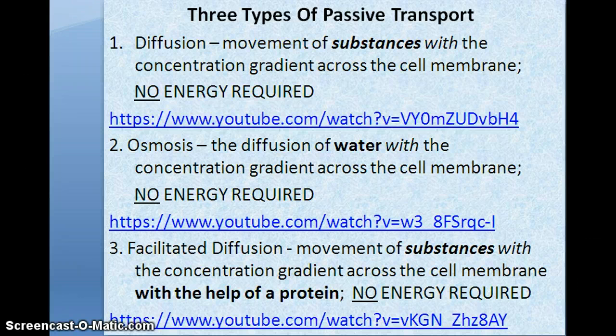Facilitated diffusion, this is when we did the dialysis tubing. It's movement of substances with the concentration gradient. Again, no energy is required, but they're so big that they need the help of a protein. So what you should associate with facilitated diffusion is it involves proteins. I have YouTube videos here for you to watch. Hopefully you will find these useful.